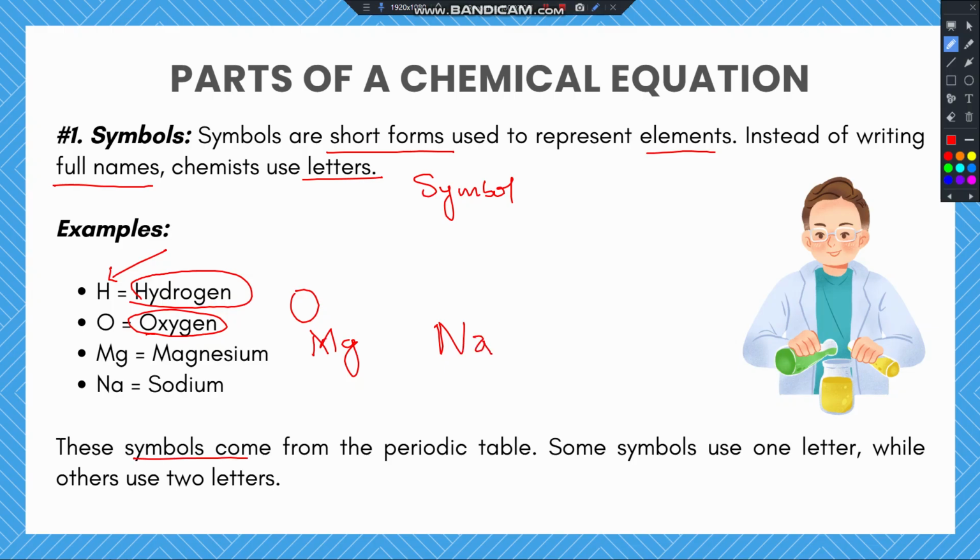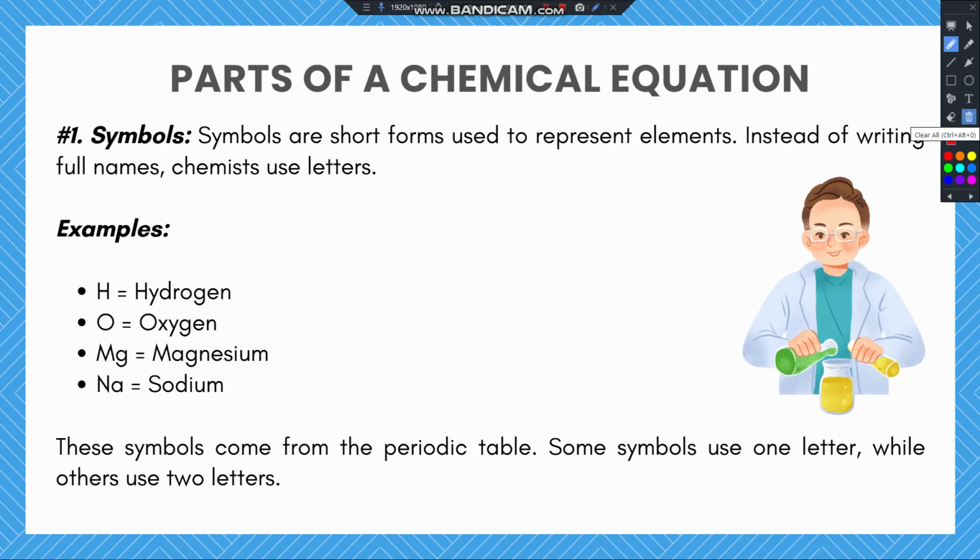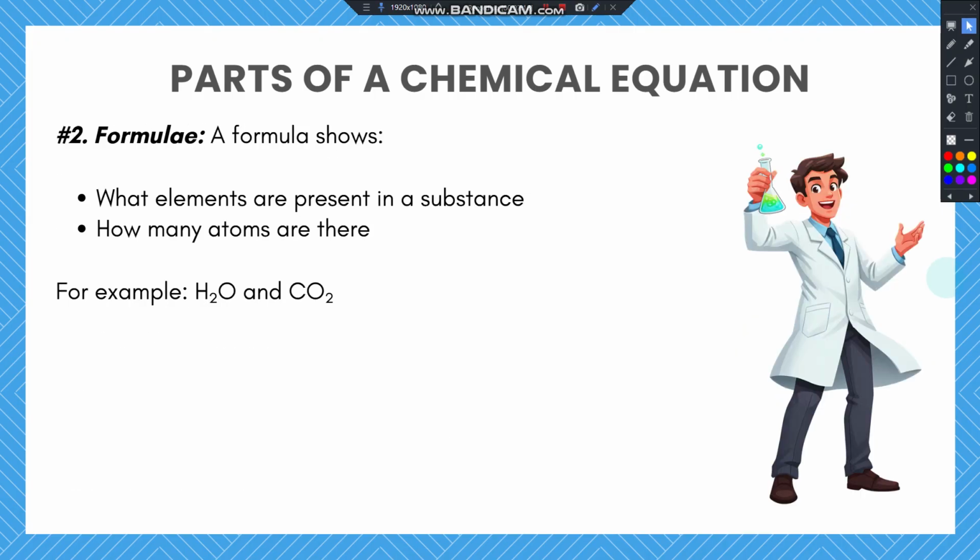These symbols come from the periodic table. That is where they are derived from. Some symbols use one letter. We saw the example of hydrogen and oxygen. And some symbols use two letters. We saw this example of magnesium and sodium. So that's what a symbol is. Next up is a formula.